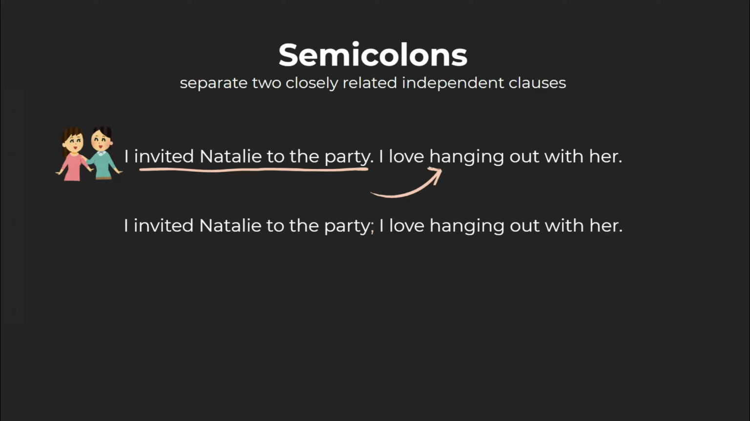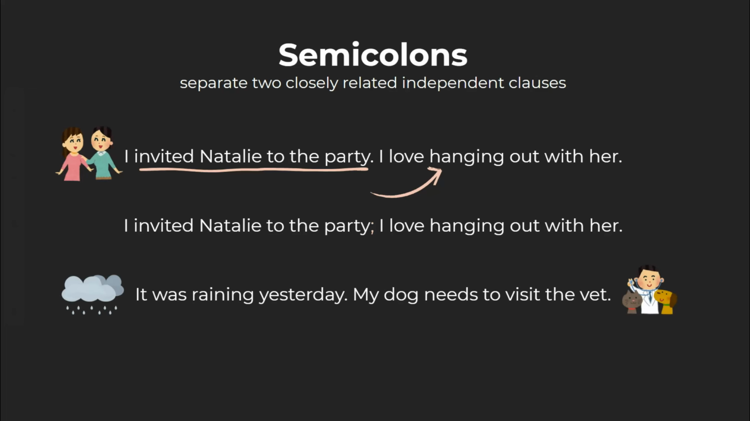When we have 2 unrelated clauses, say, it was raining yesterday, my dog needs to visit the vet, while grammatically we can technically connect them with a semicolon, it doesn't make as much sense, as there's no inherent connection here. In this case, it would be better to keep them separated as 2 entirely different sentences.